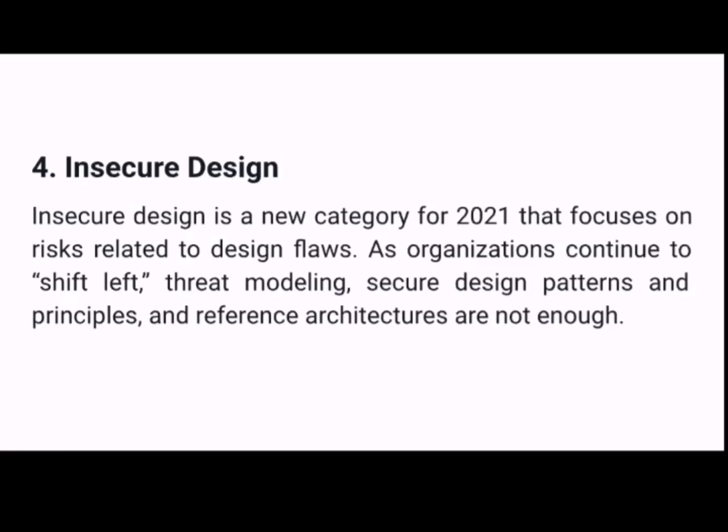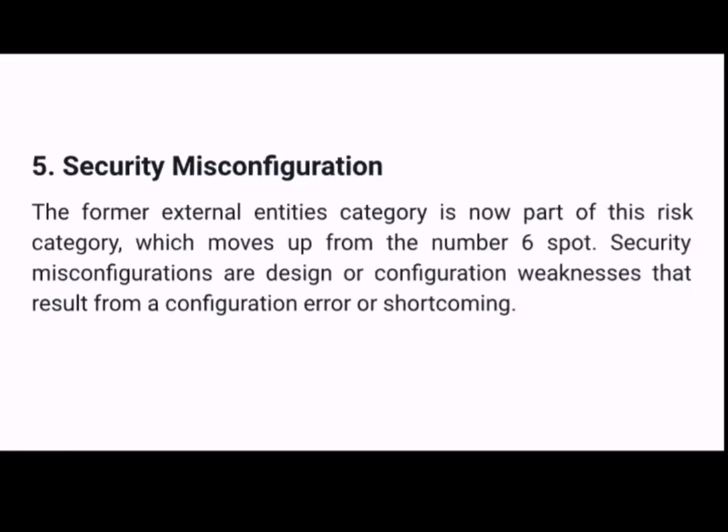Next is security misconfiguration. The former XML external entities category is now part of this risk category, which moves up from the number 6 spot. Security misconfigurations are design or configuration weaknesses that result from a configuration error or shortcoming.